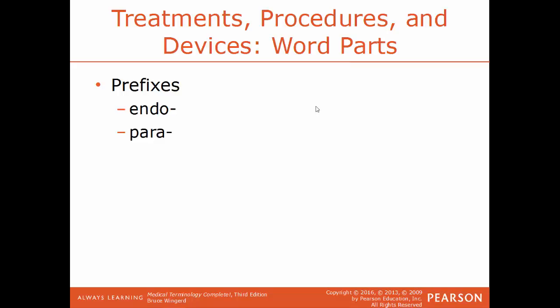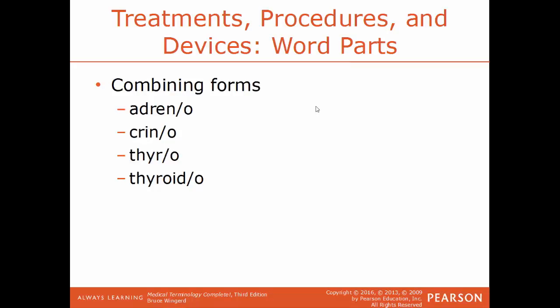Prefixes. Endo means inside. Para means local or alongside or nearby. Adreno is a reference to the adrenal glands. Crino is a secretion. Thyro or thyroido, both are reference to the thyroid gland.